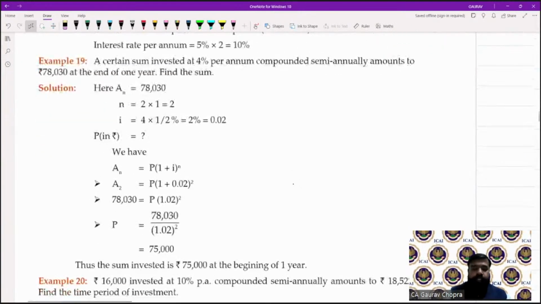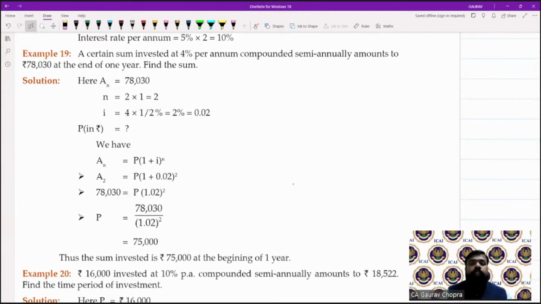Then next one, 19th, you can try. It's very easy. A certain sum invested at 4% per annum compounded semi-annually amounts to 78,030 at the end of 1 year. Then you have to find the sum.